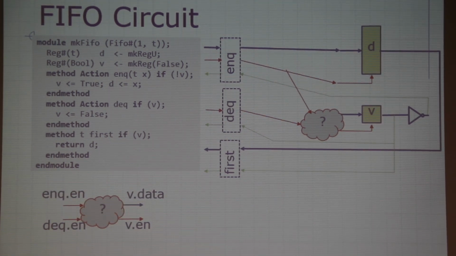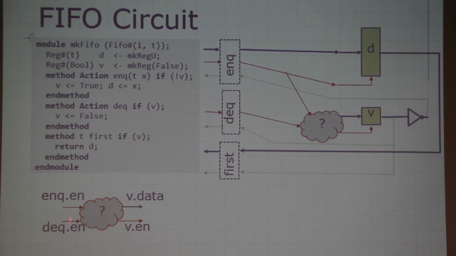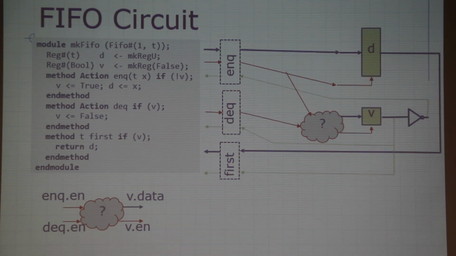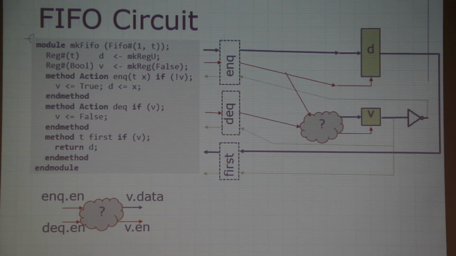Okay, let's draw it, right? So this is just to remind you, we have the NQ enable signal coming in here, the DQ enable signal coming here, right? And we have to produce the data part of V, and we have to produce the enable signal for V. So what is the value of V enable? If either of these is true, you want to write it, right? So it's the OR of these two incoming signals.